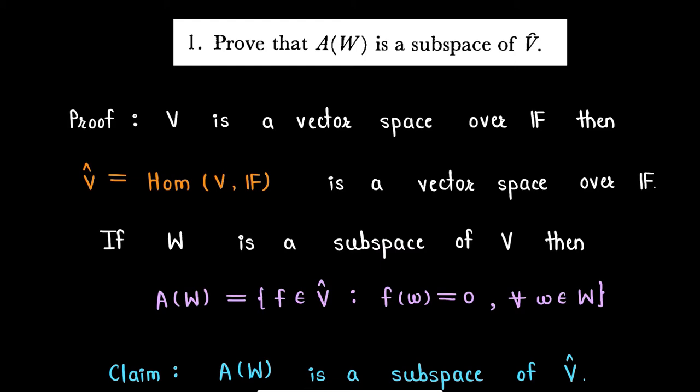In this video, I am going to solve an exercise question from the book Topics in Algebra, from chapter 4, Vector Spaces and Modules. The question is: prove that the annihilator of W is a subspace of V hat.